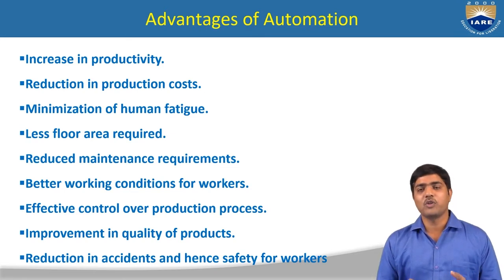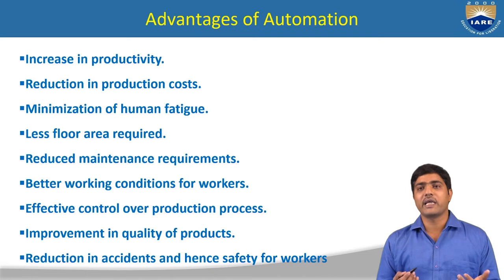And minimization of human fatigue, that is also one of the advantages. And less floor area is required. Suppose if you want to create more products manually, you have to provide more and more infrastructure. But if you are taking the industrial automated process by utilizing the available resources, which are constructed in a particular space, by increasing the automated process, or by increasing the number of machinery, you can create more and more production. But it is not possible when you are handling this process manually.